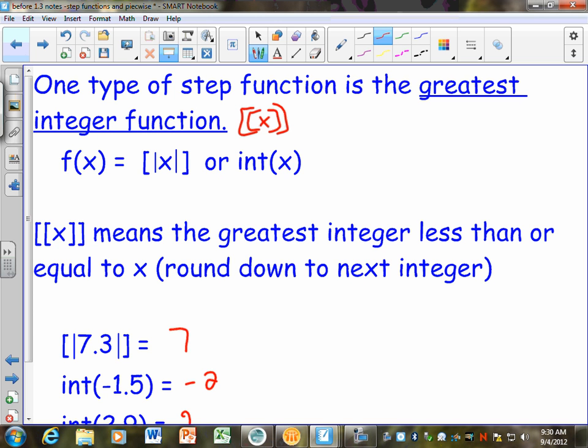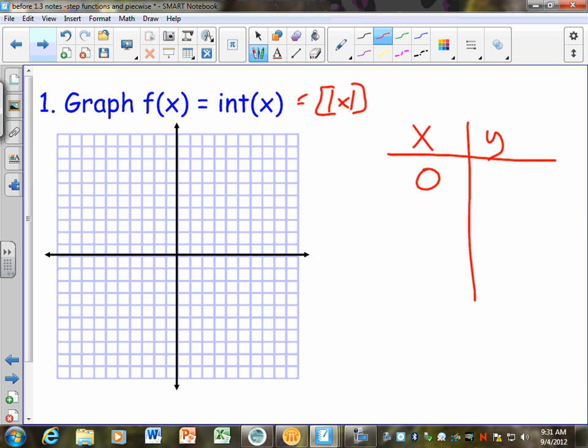Because it's the greatest integer less than or equal to x. If you plug in an integer, you're going to get out an integer. Just like for the therapist problem, if I plug in an exact hour, like 2 hours, I'm just going to multiply by $20 to get my total there. So if I plug in 0, I'm going to get 0. I'm going to skip some space here because we're going to go back and put the decimals in.